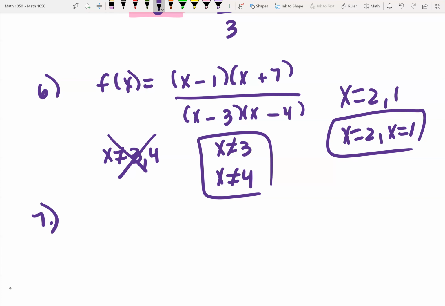Okay, question 7, find the x-intercept. So you do that by letting y be 0, which is the same as letting the top be a 0. So the x minus 1 gives you a 1. The x plus 7 gives you a negative 7. There are your answers.